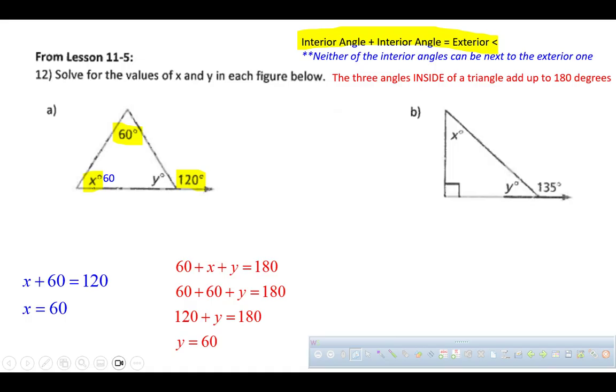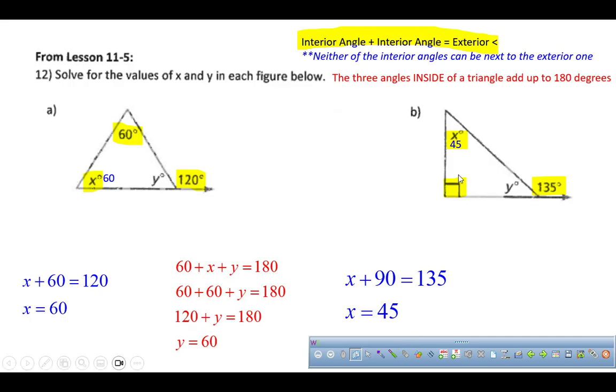All right, for the next one, I did the same thing. Inside angle plus inside angle equals that next to outside angle. I wasn't given the actual number for that second inside angle, but that is a 90-degree box, so I can assume that it is 90 degrees. So I did x plus 90 equals 135. X equals 45, so I just kind of filled that in up there.